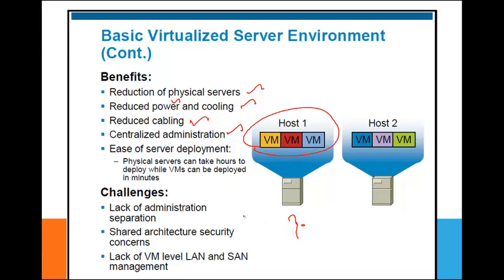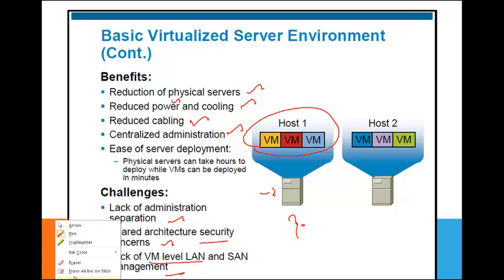Easy server deployment because the server is just a file now, a VM file. Deploying a physical box is very difficult. We need to install many things and it will take a long time. Here this is just a file, a few minutes. But the challenge is the lack of administration separation, because these VMs are running on one physical box. There is no visibility. Shared architecture, so there is a security concern. Lack of VM level LAN and SAN management. So these are the problems that are solved by 1000V.